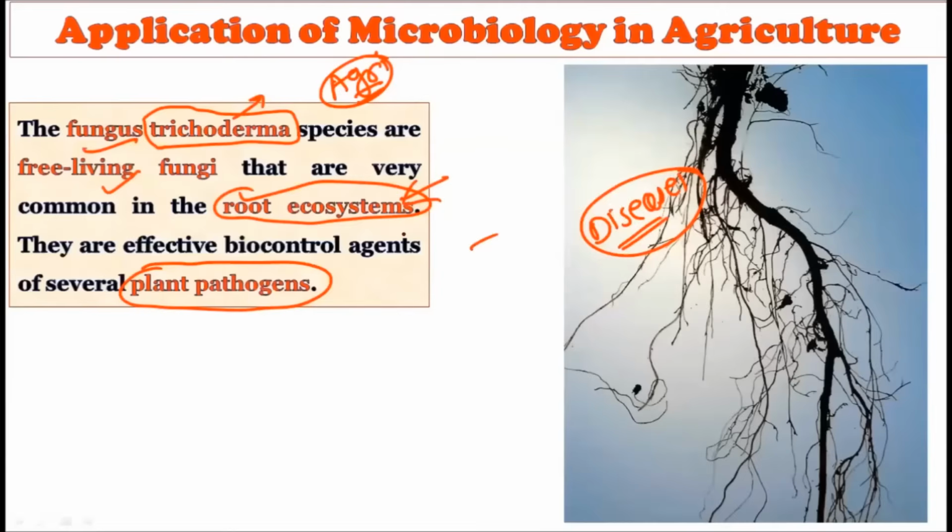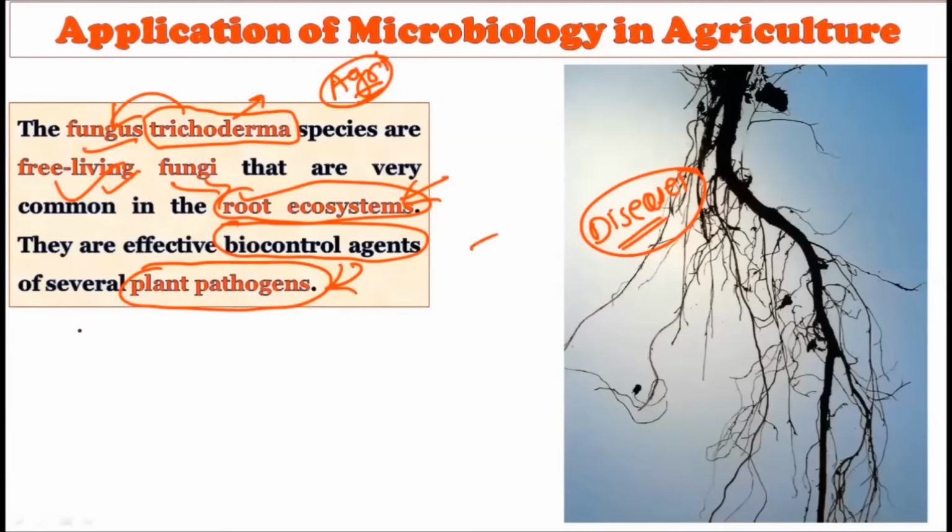Okay, after Bacillus thuringiensis, which is the bacteria, now we have the second example, Trichoderma, which is nothing but a fungus. What is Trichoderma itself? It is a fungus, and it's a free living fungus which can be put into the root ecosystem, where it will act as a biocontrol agent to avoid the plant pathogens which cause various diseases in the plants.